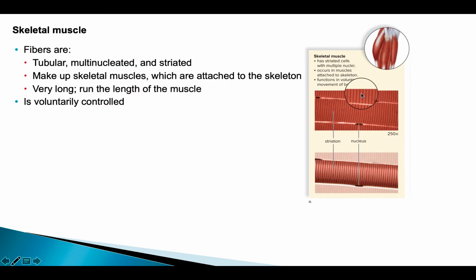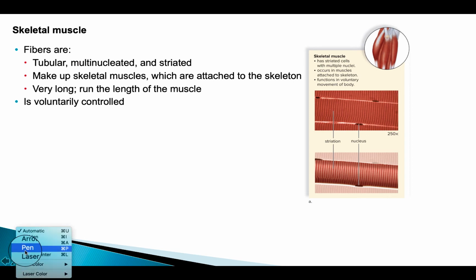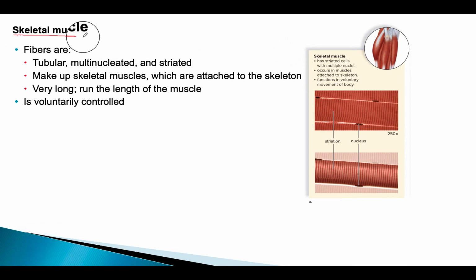The next slide now shows us the skeletal muscles. This is the third and last of the three types of muscles. Skeletal muscles have fibers that are tubular, just like the cardiac muscle cells, but now they are multinucleated. They have multiple nuclei. Also, they are striated, just like heart muscle, but these are more heavily striated compared to the heart muscle.